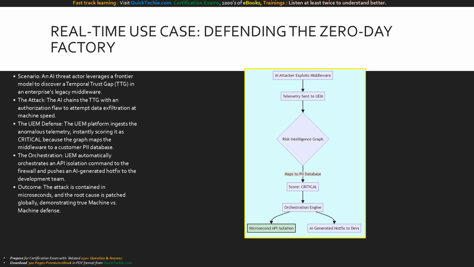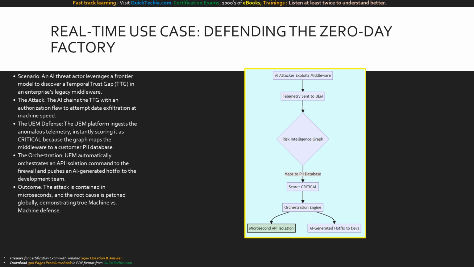It sends an automated isolation command to your API gateway, cutting the attacker off in microseconds. Simultaneously, it pushes an AI-generated hotfix directly to the responsible development team. The attack is contained and the root cause is patched. This is what true machine versus machine defense looks like in production.